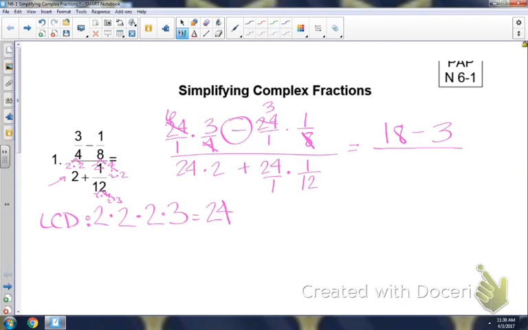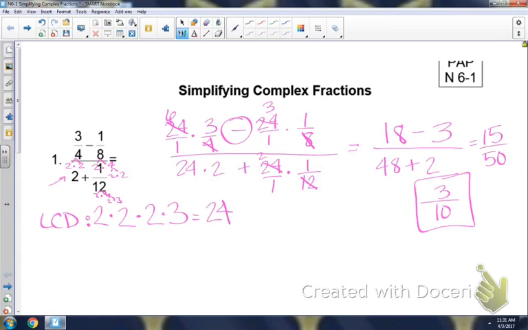Denominator, 24 times 2, we get 48. And then 12 will go into 24 2 times. 2 times 1, we get 2. From here, we're just adding and subtracting, and then we'll reduce our fraction. So 18 minus 3, we get 15 over 48 plus 2, 50. So when you reduce that, that would be 3 over 10. And that would be our reduced fraction there.